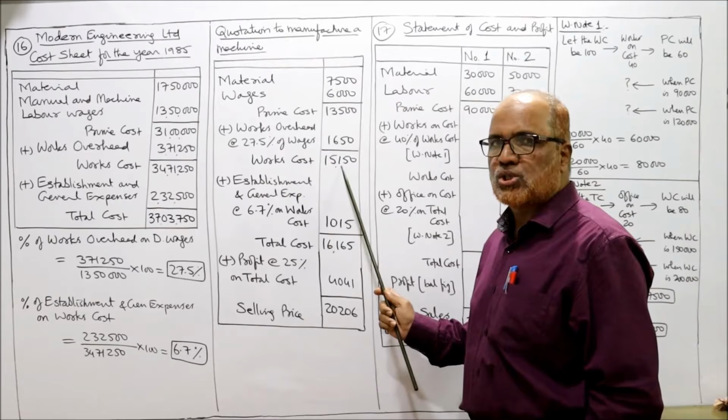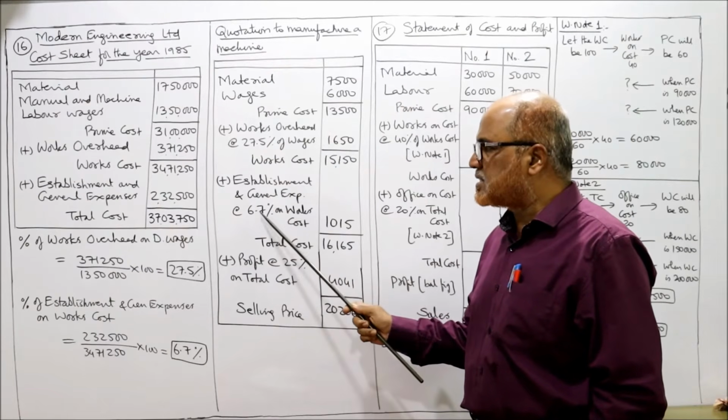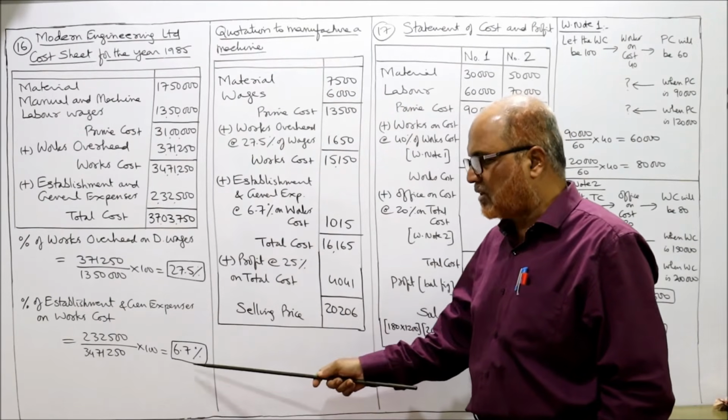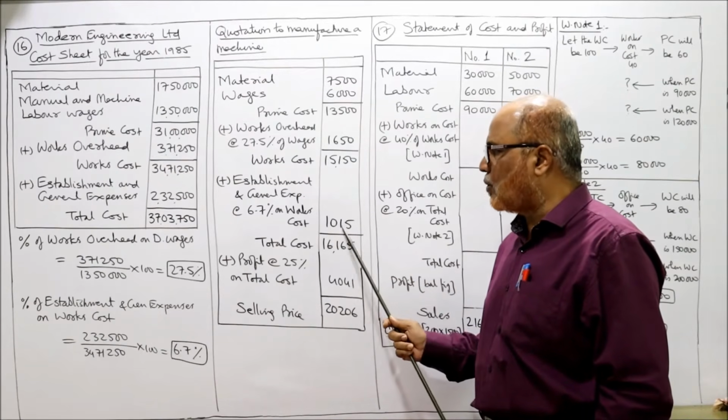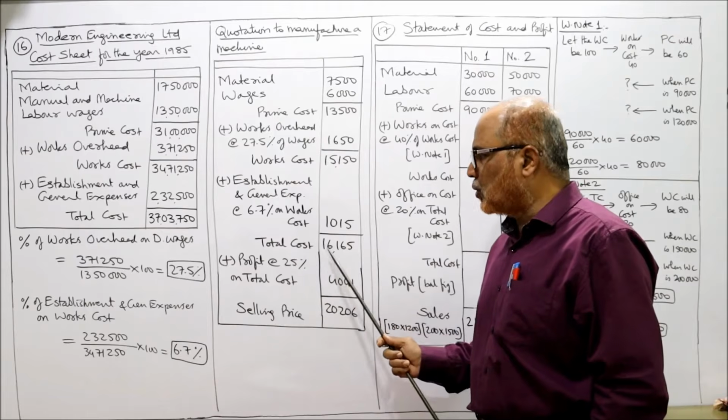Add up, you'll get works cost. Establishment and general expense are 6.7% on works cost. Here we got, so 6.7% of 15,150, you will get 1015. Add up, we'll get the total cost.